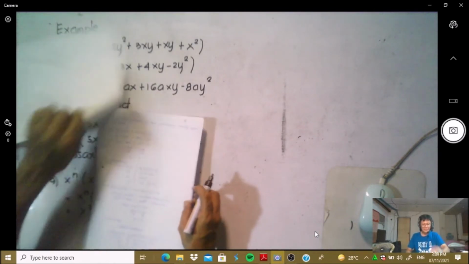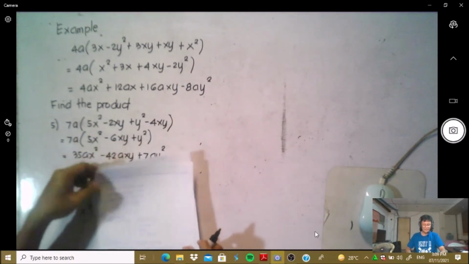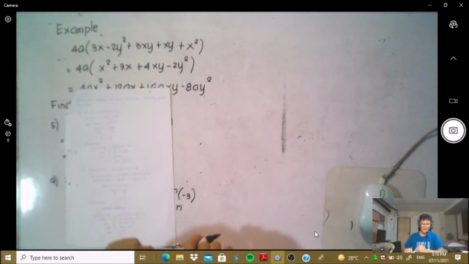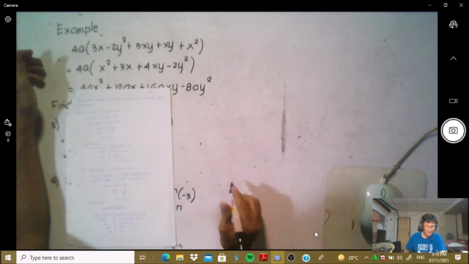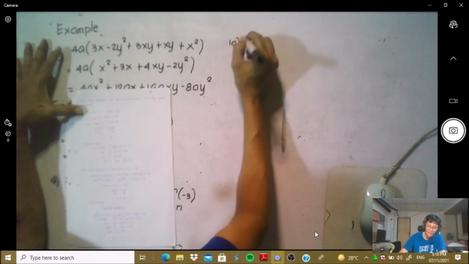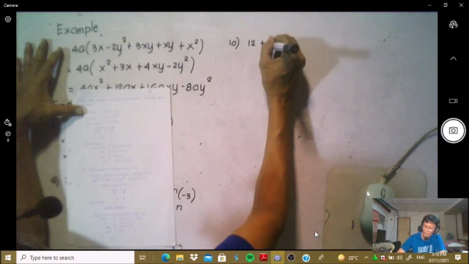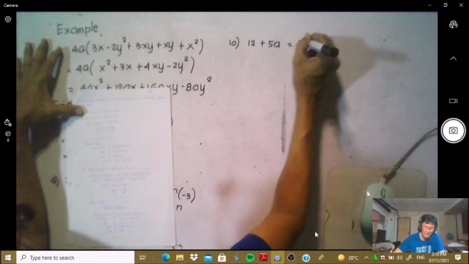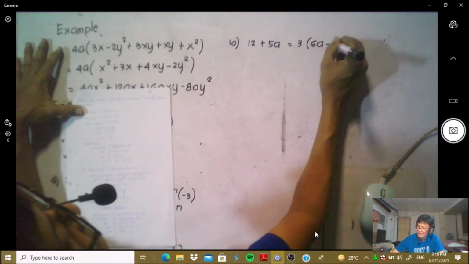For our next subtopic, we have: find the values of the unknown, then verify your answers. Okay, so this is actually solving a problem and checking or verifying. For number 10, we have 12 plus 5a is equal to 3 multiplied by 6a minus 9.